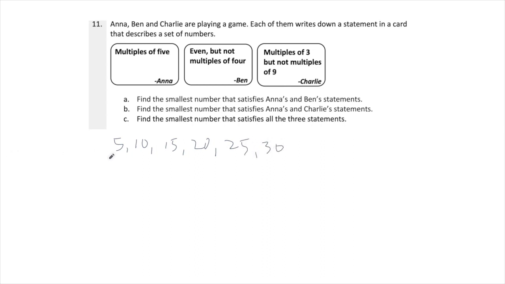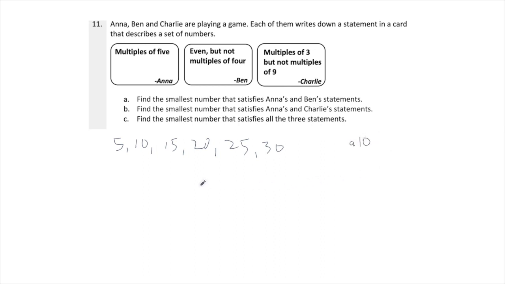So now we can start from the beginning and start testing them to see if they work. So 5 is not even, so does not work. 10 is even, and it is not a multiple of 4, so 10 works. So the answer to part A would be 10.